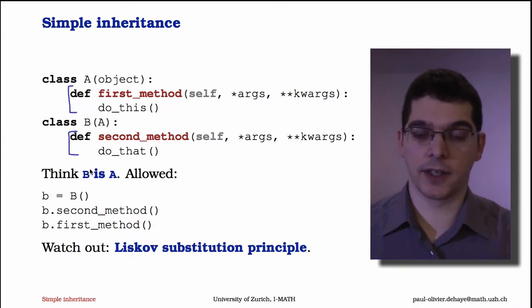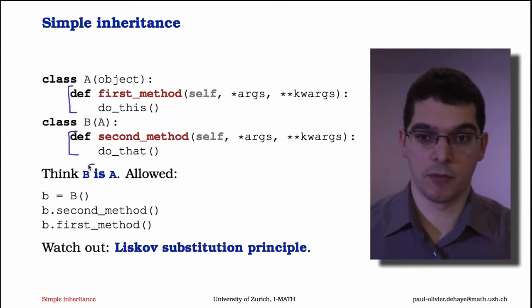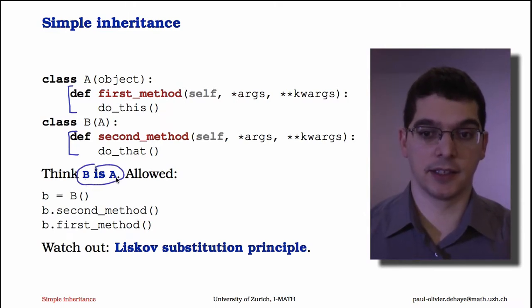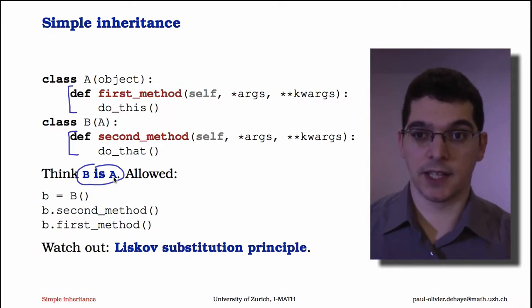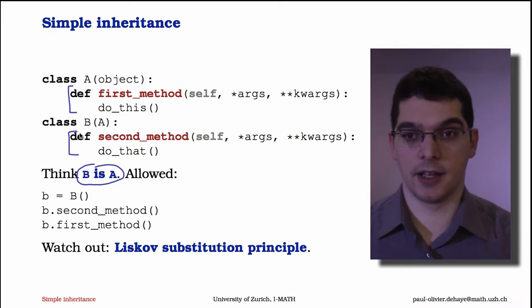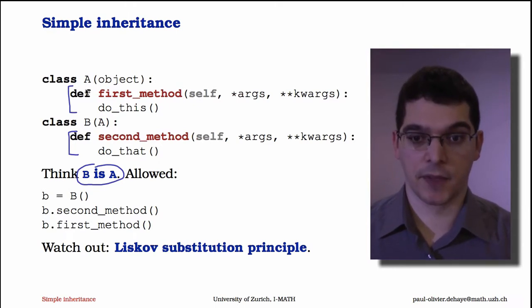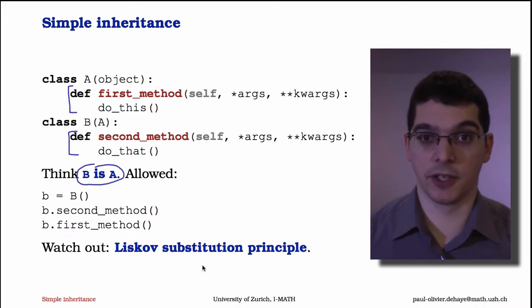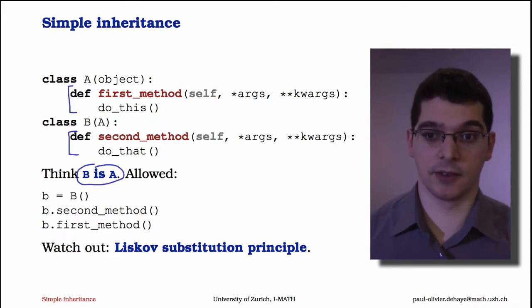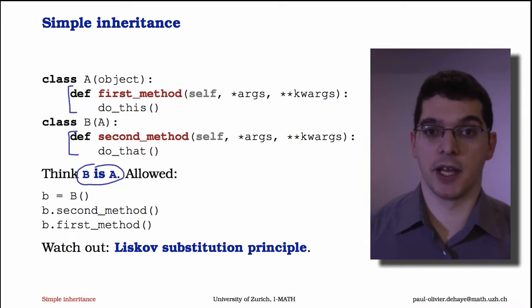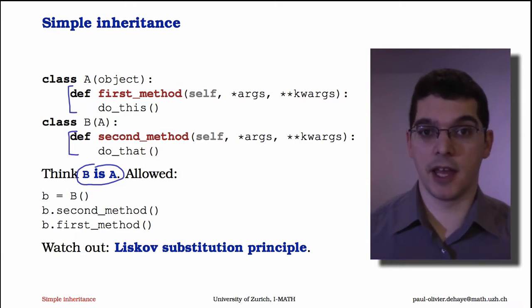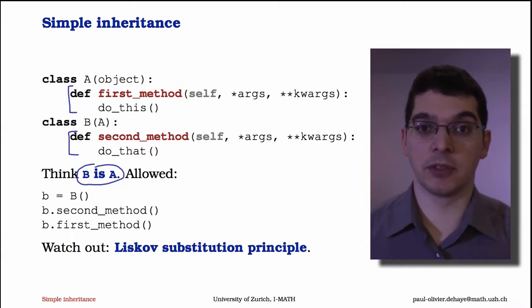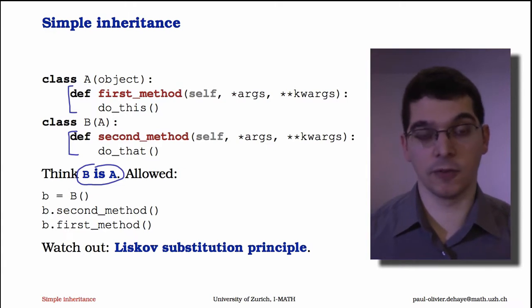Now, you should always think of inheritance as saying B is A, or an instance of B is an instance of A. That means that whenever you have an instance of B, you're allowed to call any method that is allowed for an instance of A. This is called the Liskov substitution principle. It's very important in object-oriented programming that if you subclass, so if you have B inherit from A, anytime you have A used somewhere, you could substitute B for it. The converse would not be true.